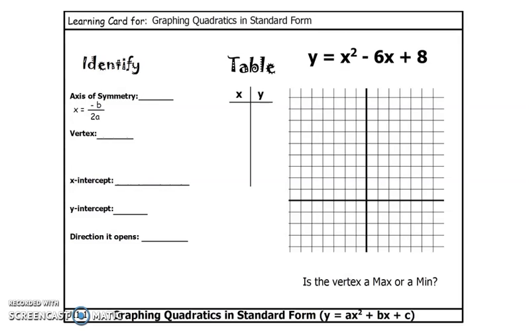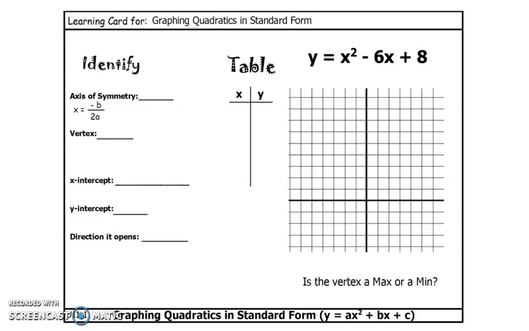Hey guys, we're going to look at the learning card for graphing quadratics in standard form. Okay, so hopefully you have your learning cards out. We're going to start with the equation y is equal to x squared minus 6x plus 8.